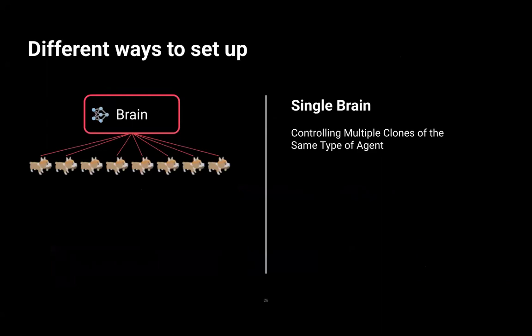So there's different ways to set up a brain. If you have a bunch of agents using the same behavior, same policy, you can have one brain control however many agents you want. And these would all behave the same given the same observations, but they can be in different parts of the game or the environment or the level at any time.